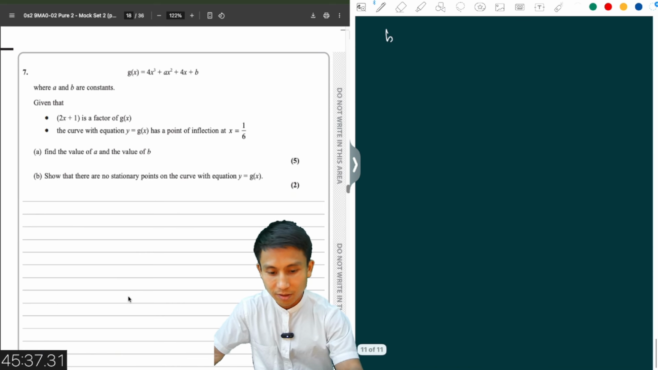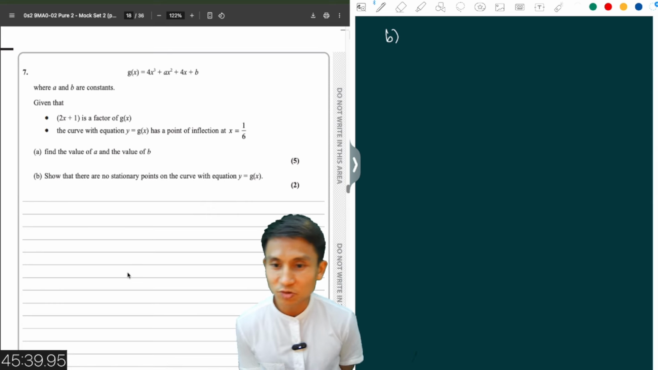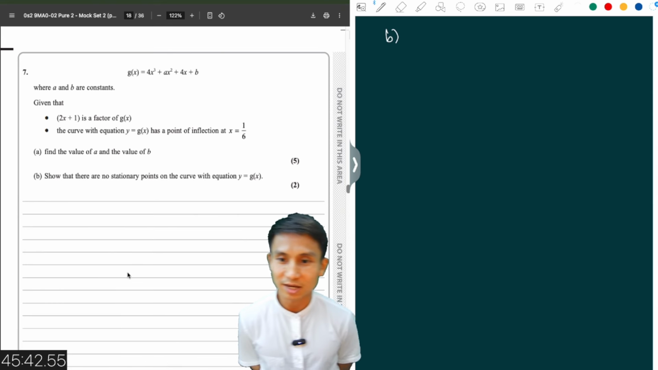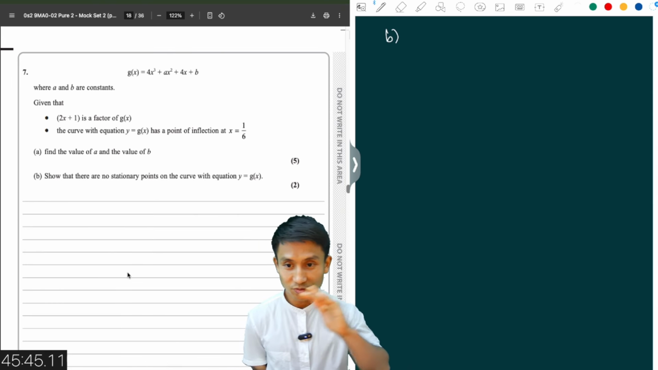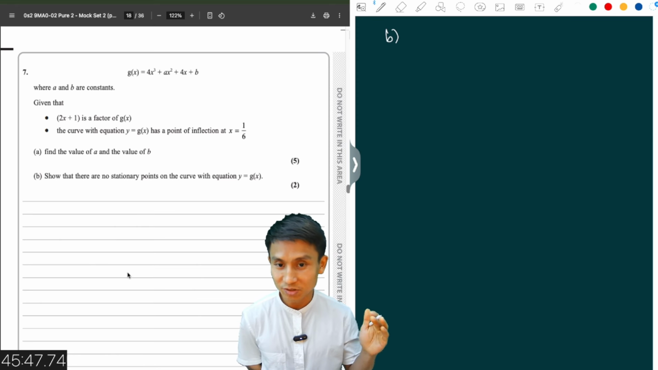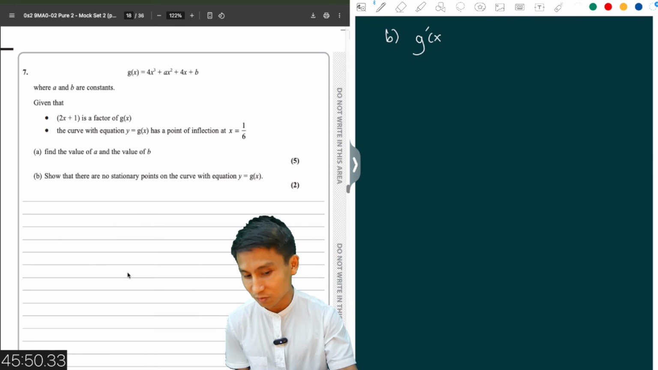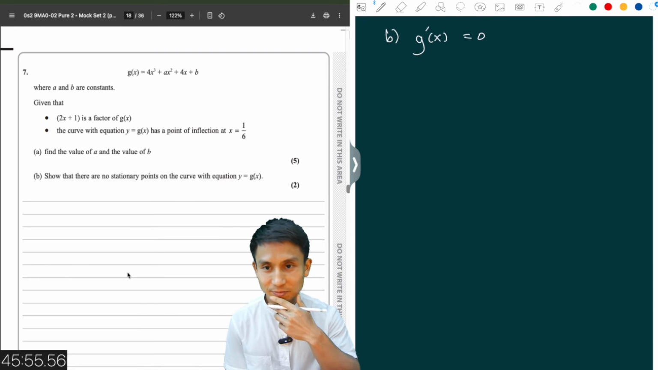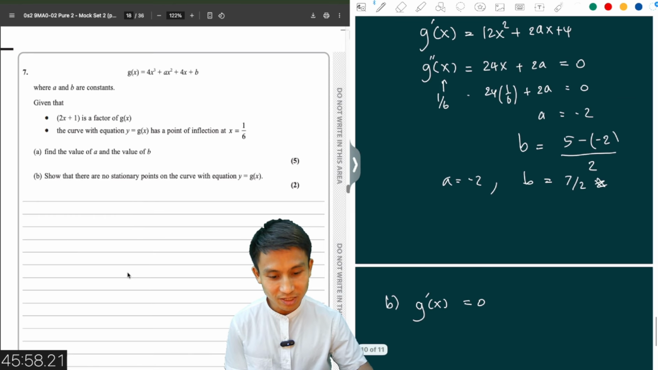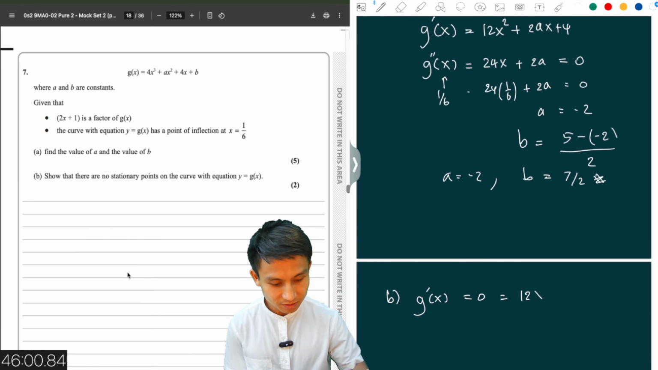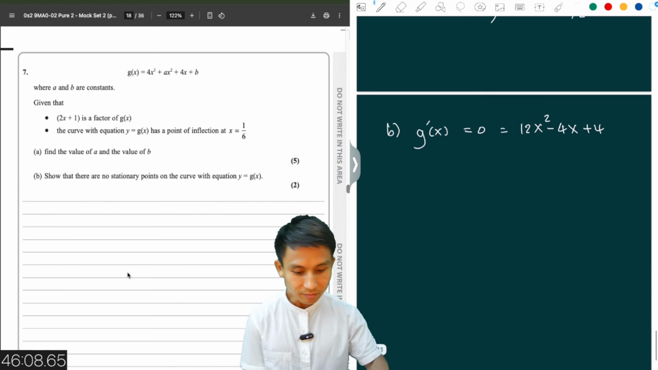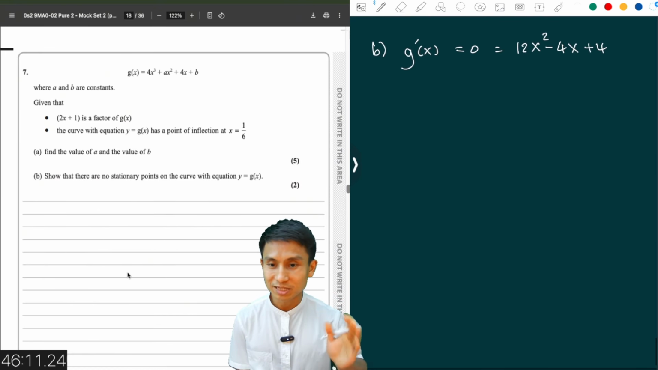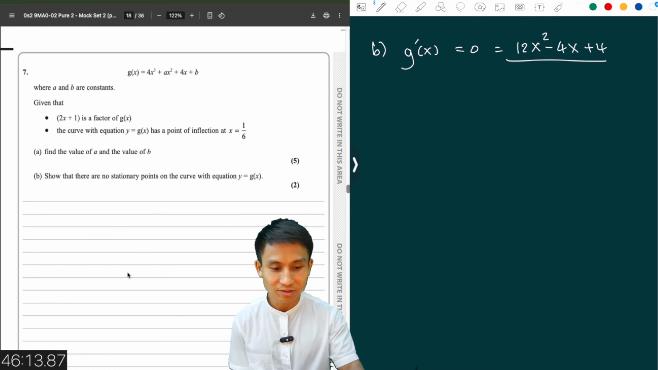Part B, show that there are no stationary points on the curve with equation y equals g(x). Usually to find a stationary point, we just set the first derivative of the function equal to 0, because the gradient is 0. Of course, we have already done the g dash there. And a is already minus 2, so that's going to be minus 4x plus 4. So we need to show that there are no stationary points. That means there are no answers to this one.